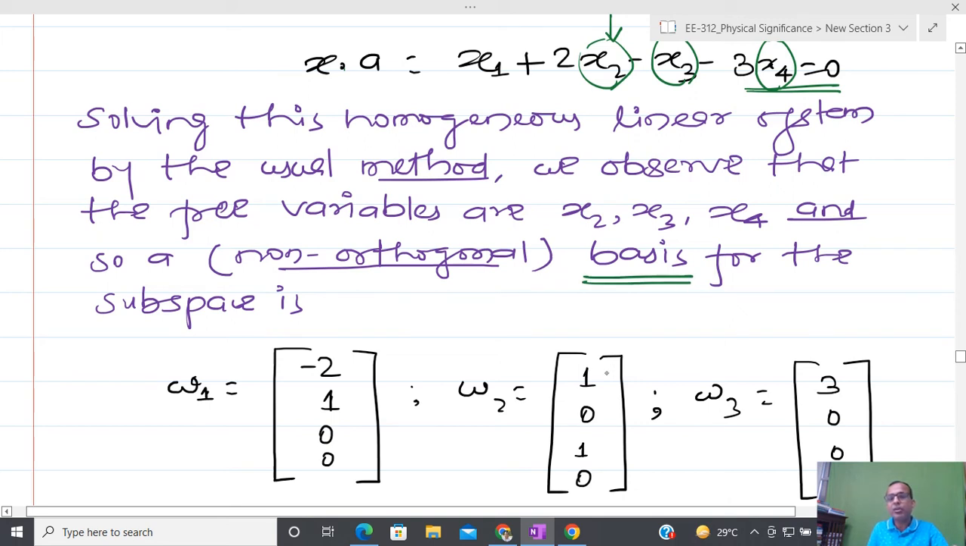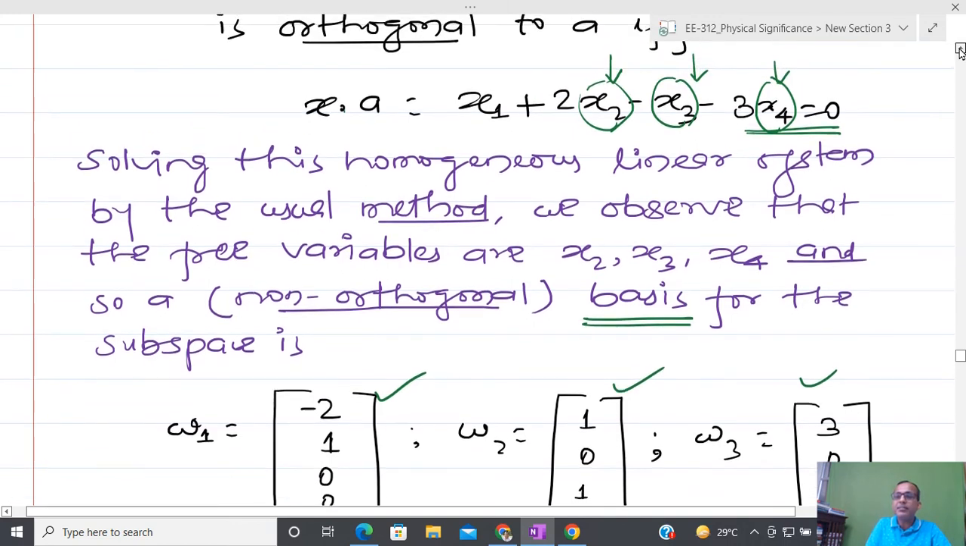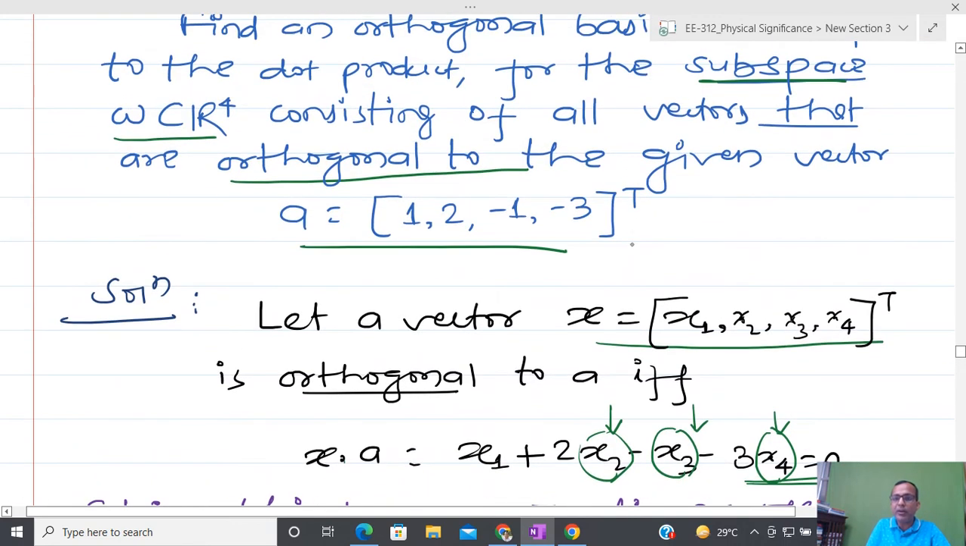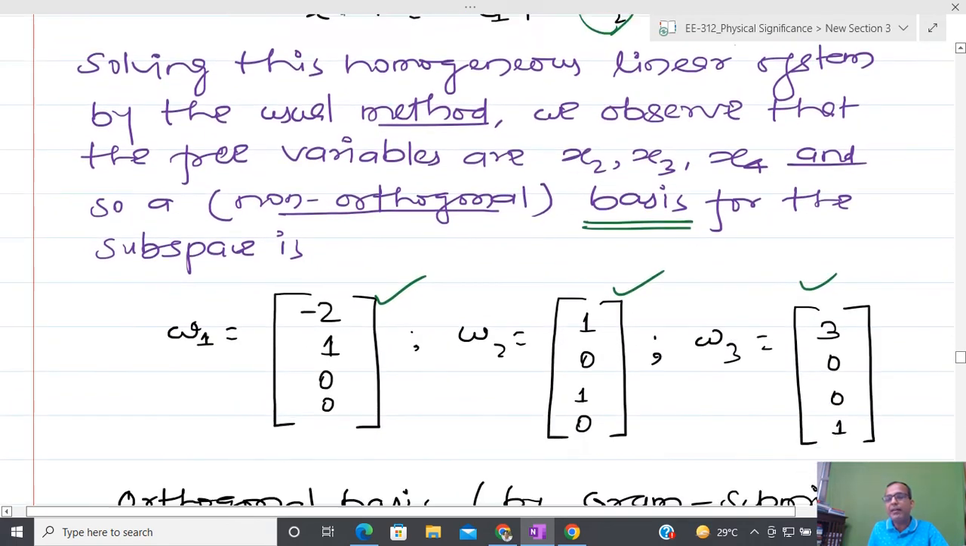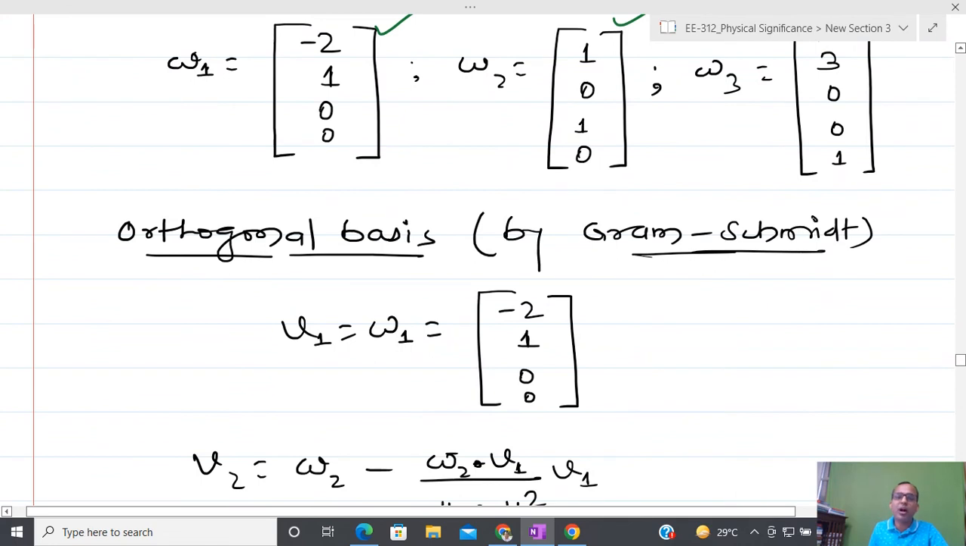So we have constructed some kind of basis that is not orthogonal. I have constructed the basis such that it satisfies this equation. Then only can I say that this particular subspace is perpendicular to the given vector. Now I have to construct the orthogonal basis. In order to construct an orthogonal basis, again I can apply the Gram-Schmidt process. And how to do that?